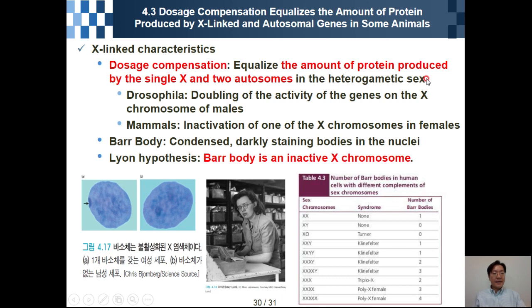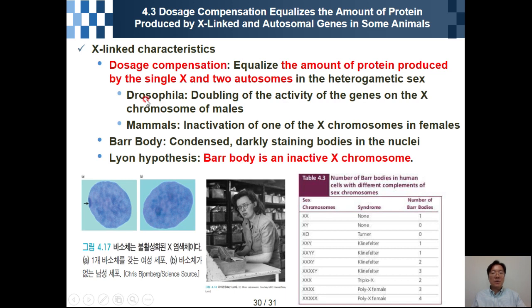For example, the male in humans is X and Y. Because they have X and Y, we call it the heterogametic sex. How about Drosophila? In Drosophila, the male is also X, Y. To equalize the amount of protein produced by a single X, they have two different mechanisms in Drosophila and mammals.